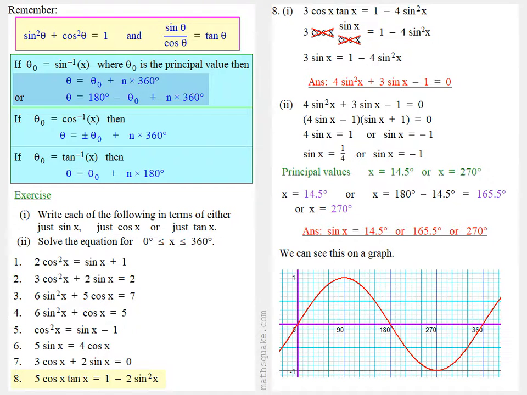Now we can see this by drawing a sine graph. If we draw a line across at y is a quarter, we find it crosses the curve at 2 points, at 14.5 degrees and 165.5 degrees. If we draw a line across at y equals minus 1, we find it touches the curve at 1 point only, and that is when x is 270 degrees. So we have the same 3 answers again.